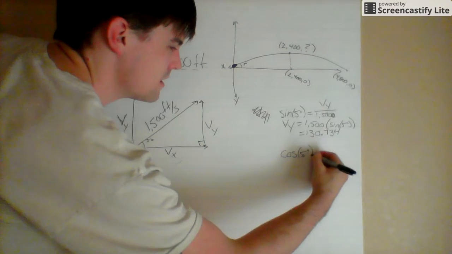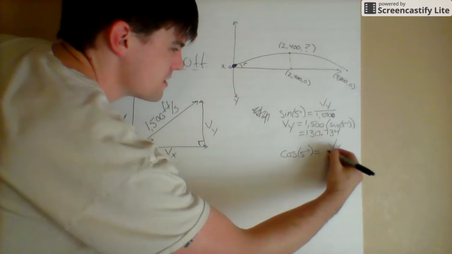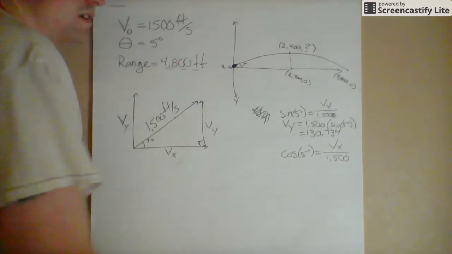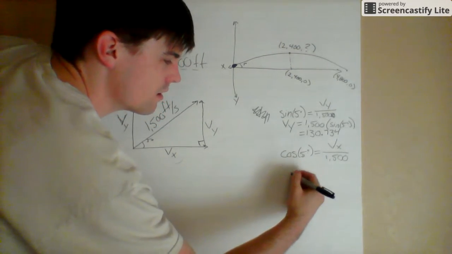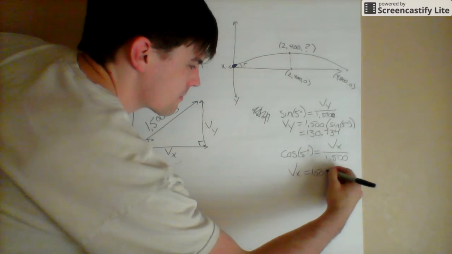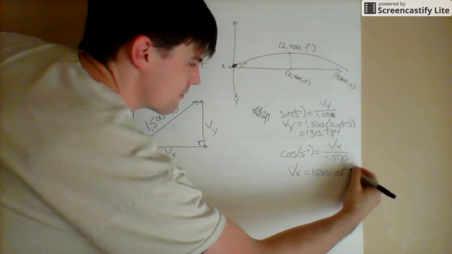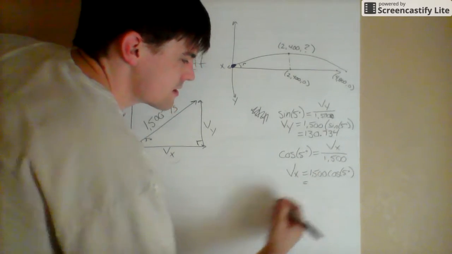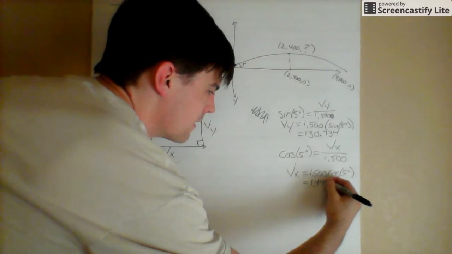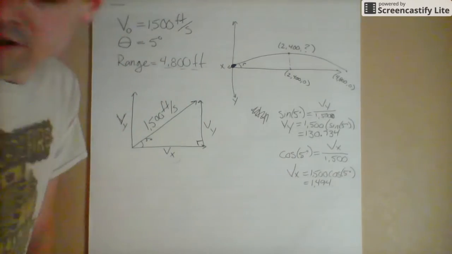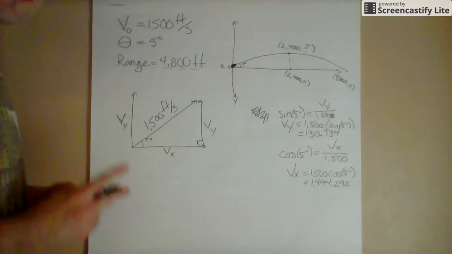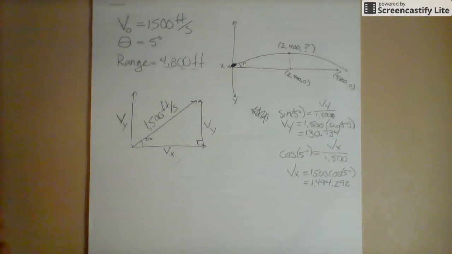So the cosine of 5 degrees is equivalent to our velocity vector in the x direction divided by our initial velocity of 1,500. So again, the velocity in the x direction is 1,500 times the cosine of 5 degrees, which is equivalent to 1,494.292, just using the calculator again. Okay, so now we have the velocity in the x direction.